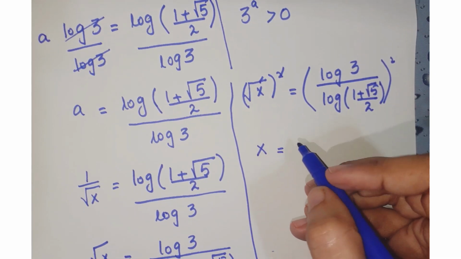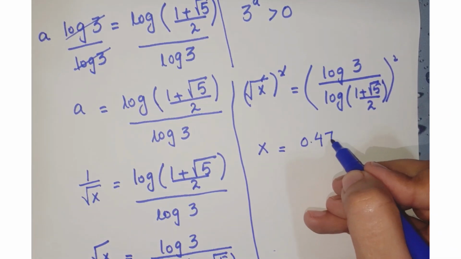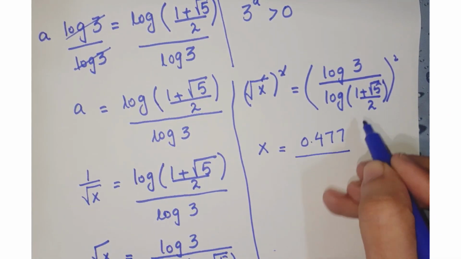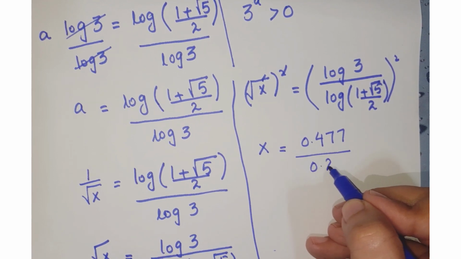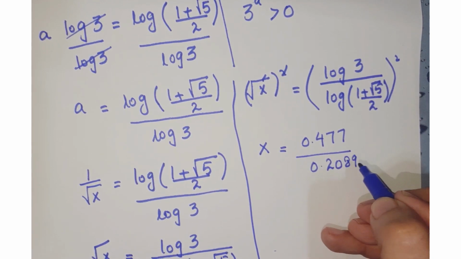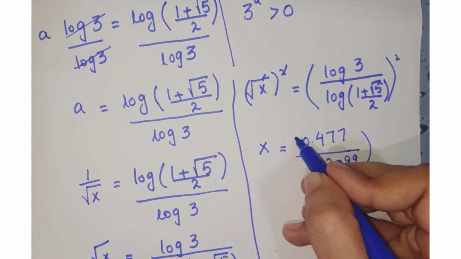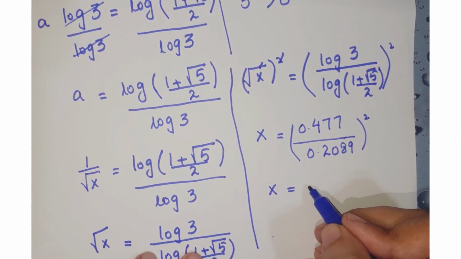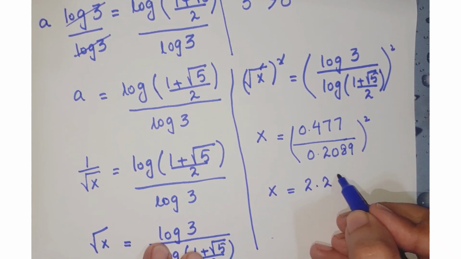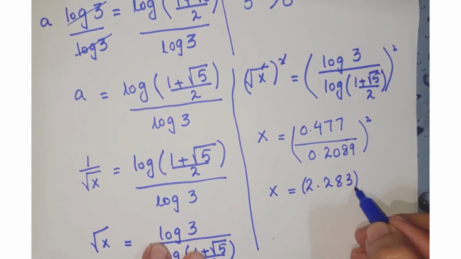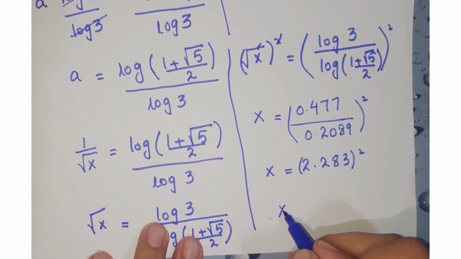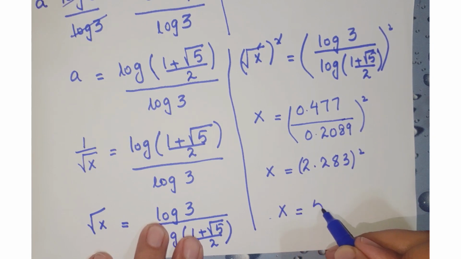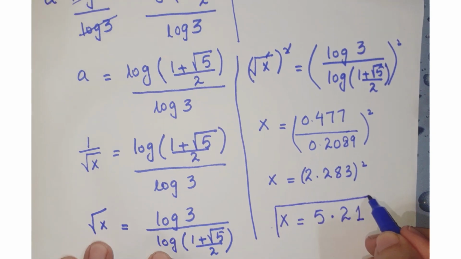Now log of 3 has a value 0.477, and this has a value 0.2089, whole square. After calculating this, you get 2.283 whole square. Further, you get x is equal to 5.21, and this is our required answer.